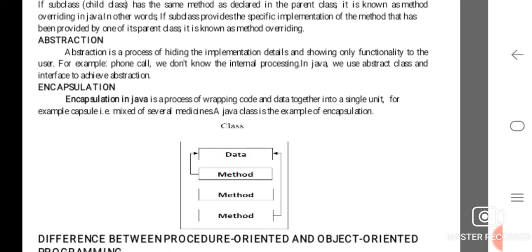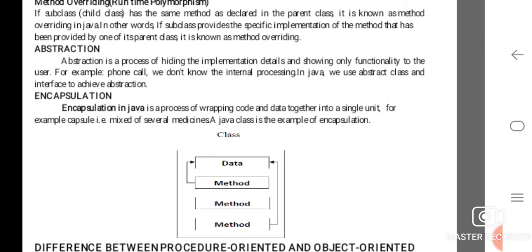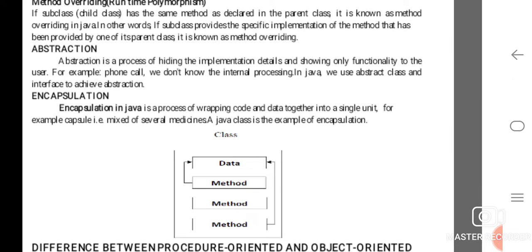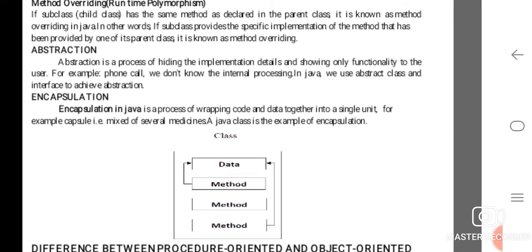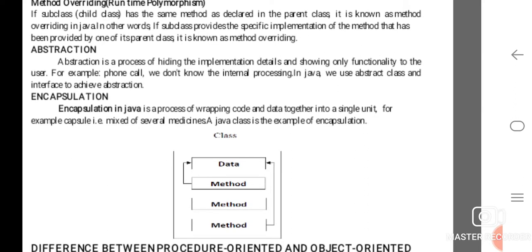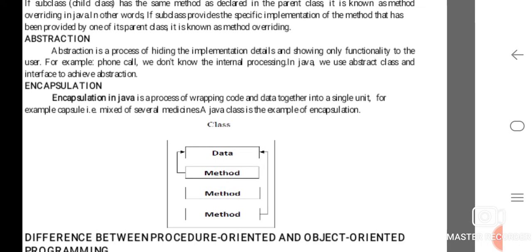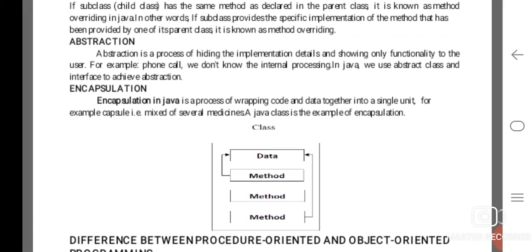The next one is encapsulation. Encapsulation in Java is the process of wrapping up code and data together into a single unit. For example, a capsule is a mix of several medicines. A Java class is an example of encapsulation. It consists of data with n number of methods operating on it.